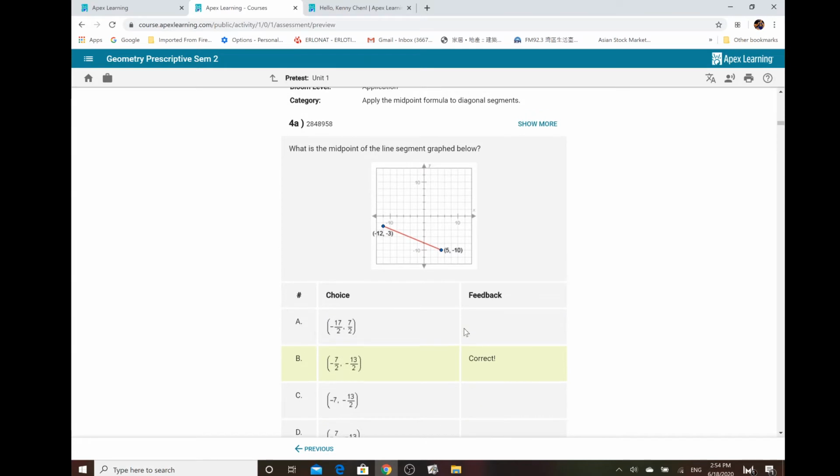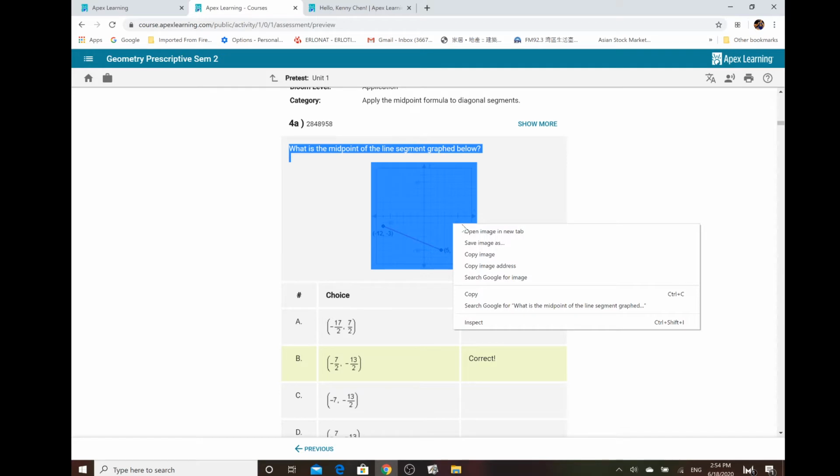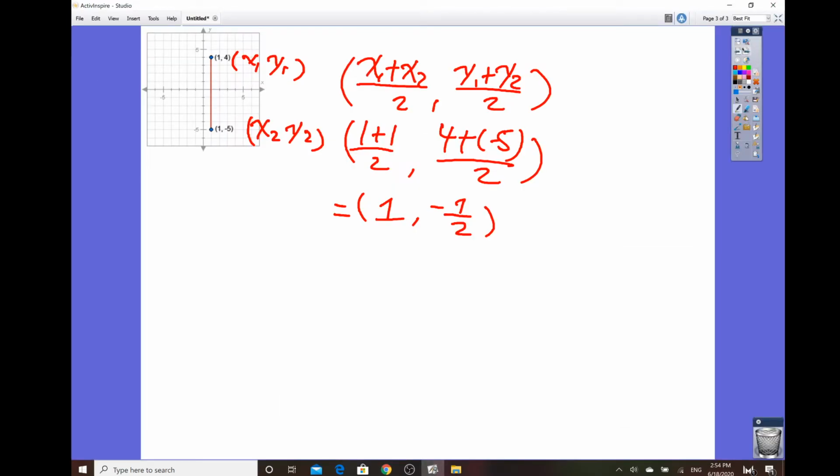Slanted line, so quite similar. So let's do this one, using the midpoint formula once again. Okay, copy and paste again.